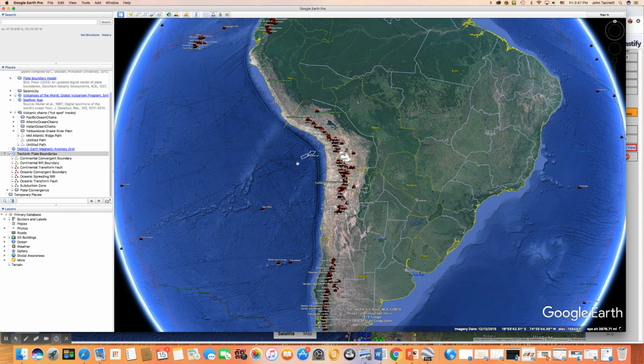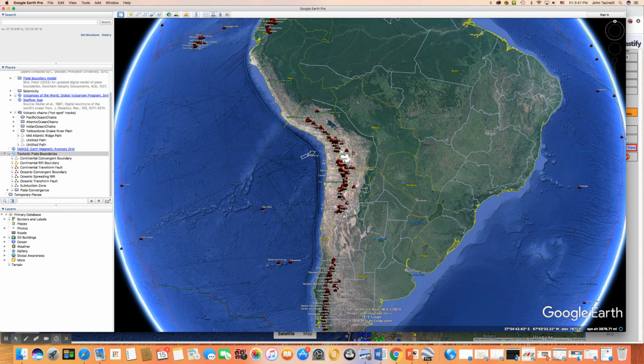As this plate subducts under South America, it has been under the ocean for a long time. It tends to lose some of its water into the mantle. This has the effect of lowering the melting point of the mantle materials and causing them to melt. And then that melt eventually rises up because it is less dense than the surrounding rock and erupts at the surface and forms this chain of volcanoes here. And that's part of the Andes volcanic chain.